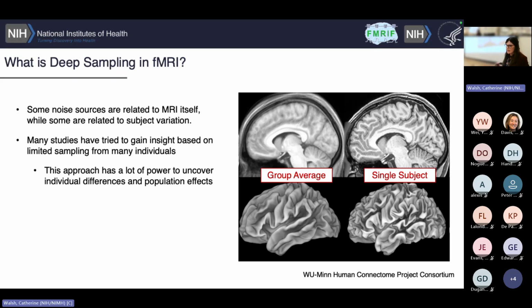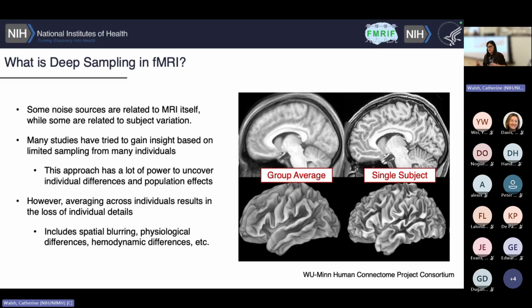Many studies have tried to gain insight from looking at a whole bunch of different subjects and considering them identical. This is something like a population study. Oftentimes we do this when we morph everyone's brain to look roughly the same, but we just consider that any differences that still exist are something we're going to ignore. That's what we're talking about when we show the difference between a group average of a whole bunch of different people's brains versus the detail that you can see in form and function when you're only looking at a single person's brain.